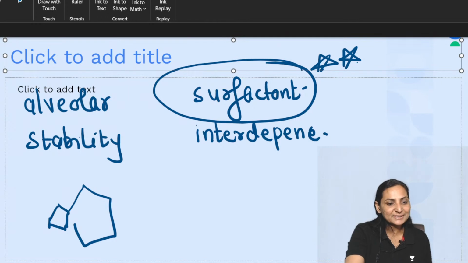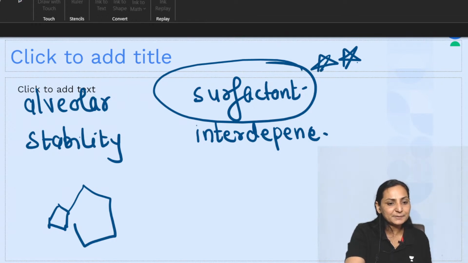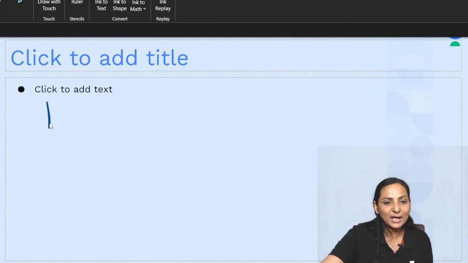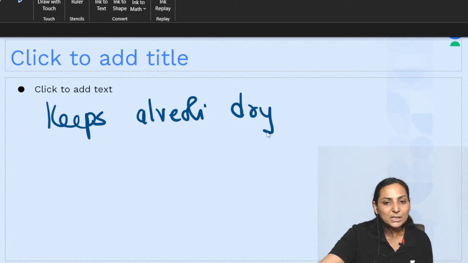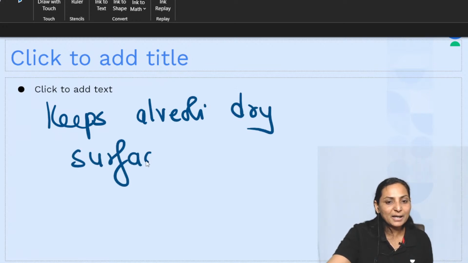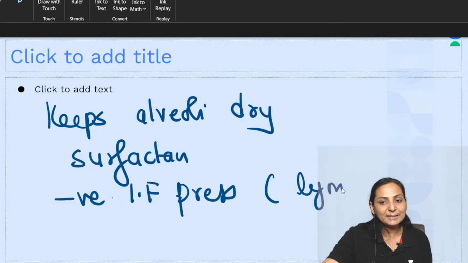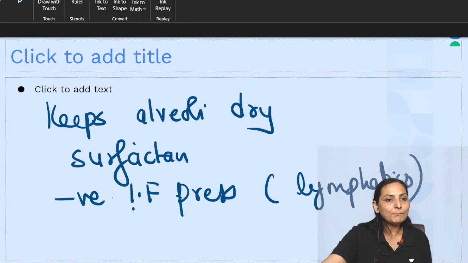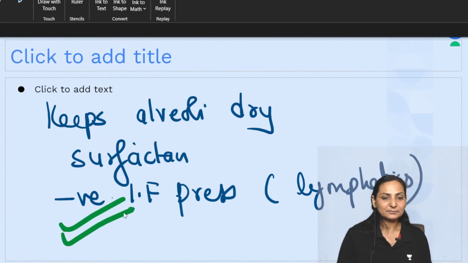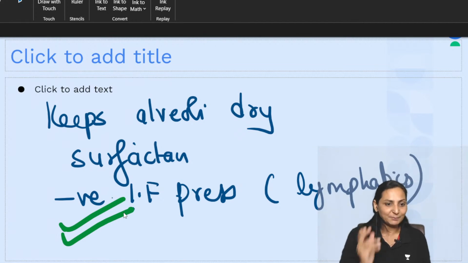The other function of the surfactant, what is the other function of surfactant? It keeps the alveoli dry. So the alveoli is kept dry by your surfactant and by the negative interstitial fluid pressure, which is also maintained negative by the role of lymphatics. Out of these two, more important is this one. So alveoli dry by both, but more important is the negative interstitial fluid pressure and lymphatics. Alveolar stability more by the surfactant.